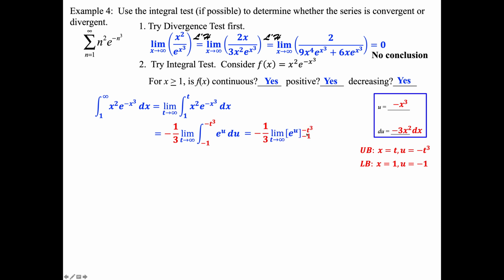Let's evaluate it with our bounds. So negative 1/3 times the limit as t approaches infinity of e to the negative t cubed minus e to the negative 1. Okay, wait a minute. That's going to move e to the t cubed power into the denominator, so 1 over that, so that's going to approach 0. And minus 1 over e, if you will, or you can still leave it as negative e. But either way, when we multiply that out, a negative times a negative will be a positive, 3 times the e on the bottom, 1 over 3e.